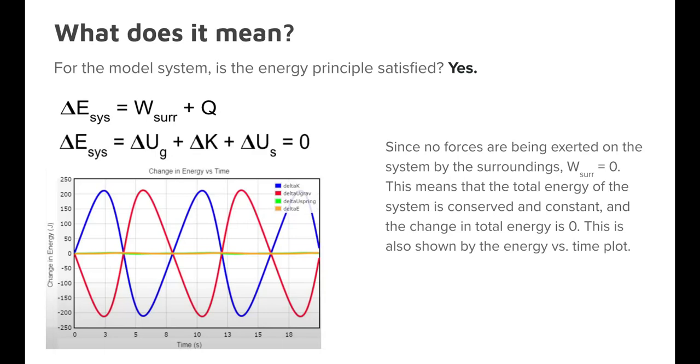So what does it mean? For the model system, is the energy principle satisfied? Yes, because we did not include air resistance, the energy principle is satisfied because there's nothing in the surroundings, so no work is being done. This means that the total energy of the system is conserved and constant, and that the change in total energy is zero. This is also shown by the energy versus time plot.